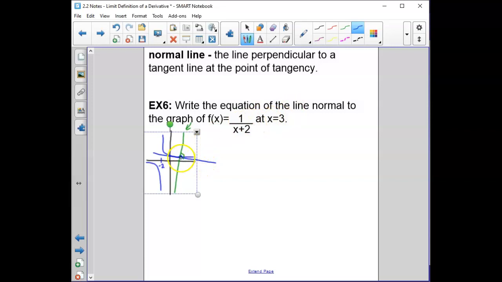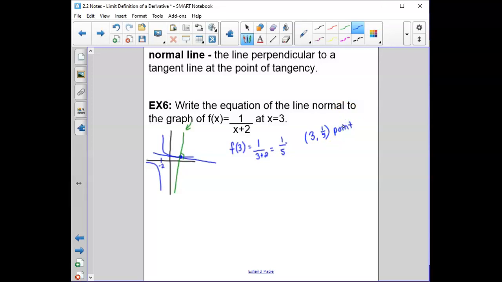The first thing we need to know is that point of tangency. To find that, we're just going to find f of 3. So f of 3 is going to be 1 over 3 plus 2, which is 1/5. That tells us that our point of tangency is (3, 1/5). Sometimes I like to write point there beside it so I don't lose it.